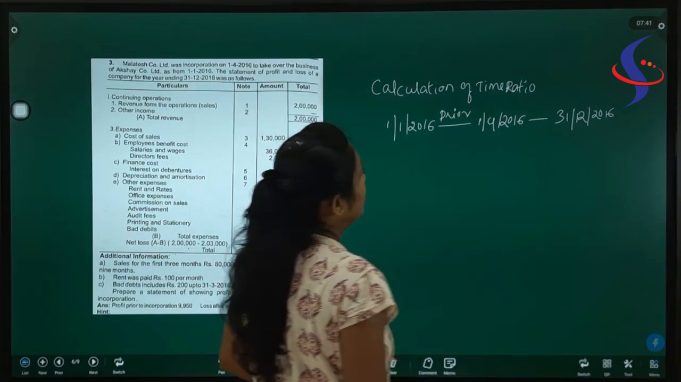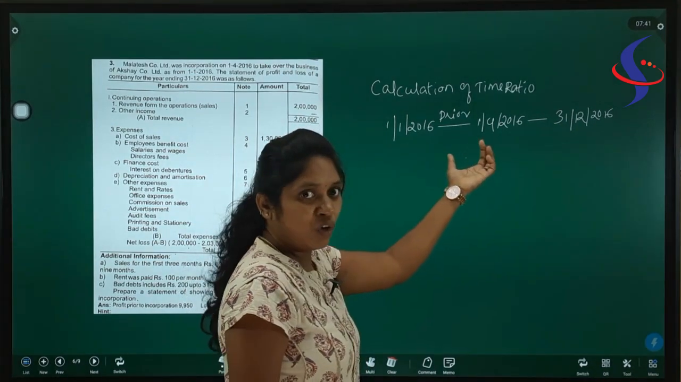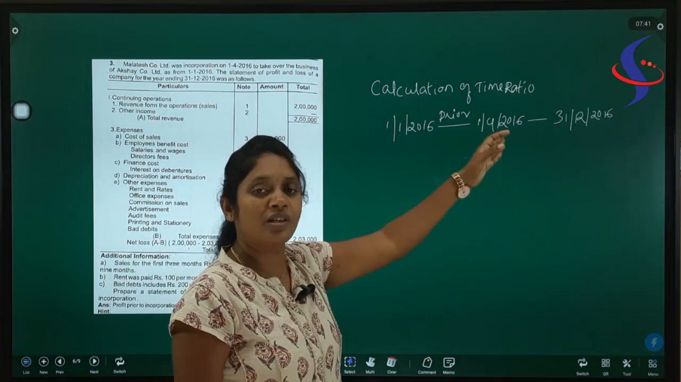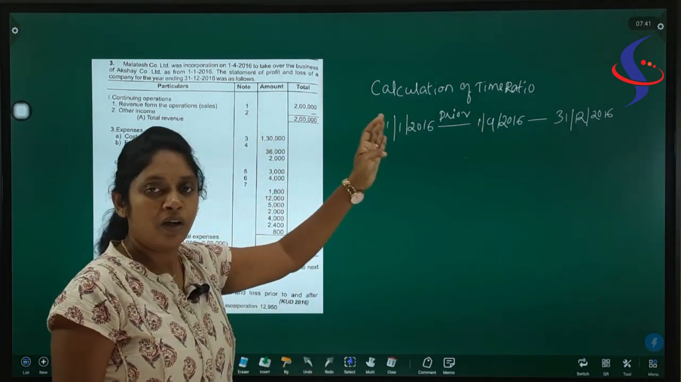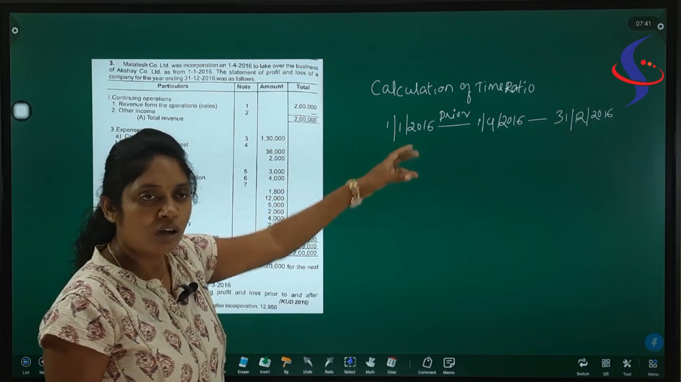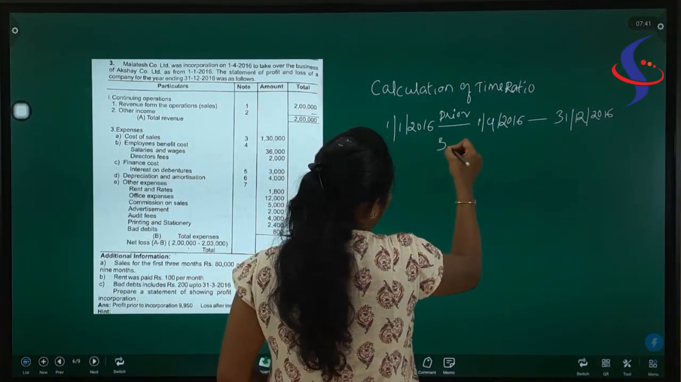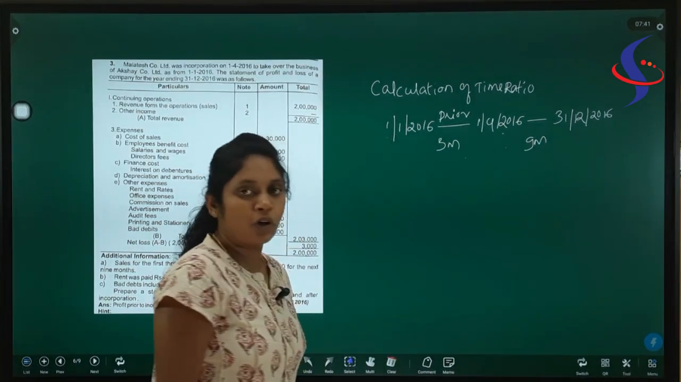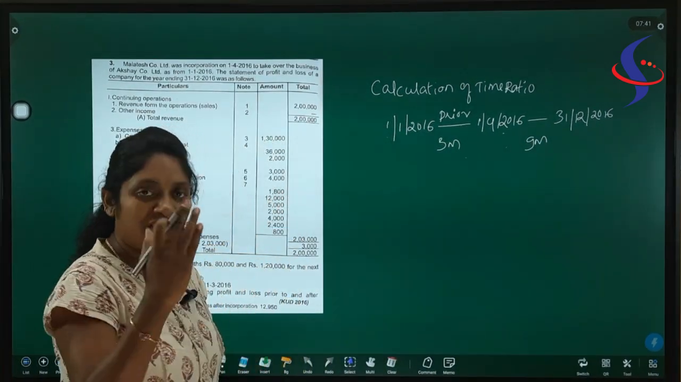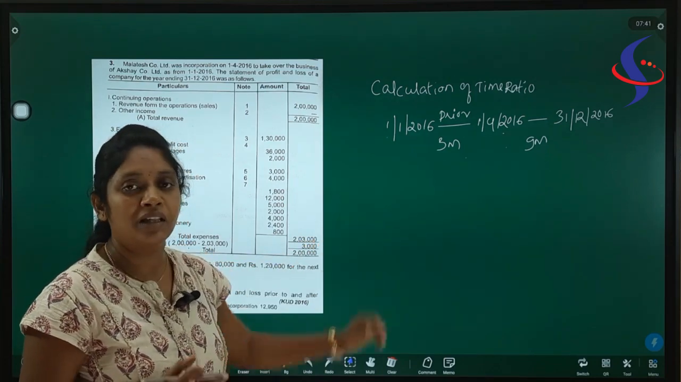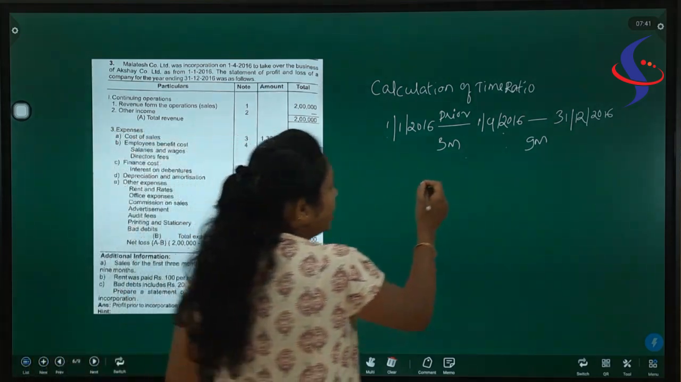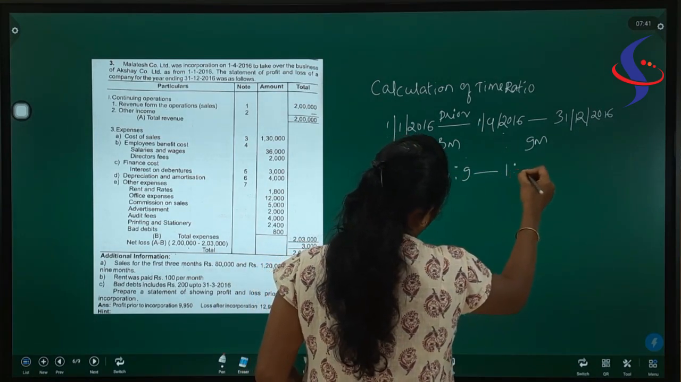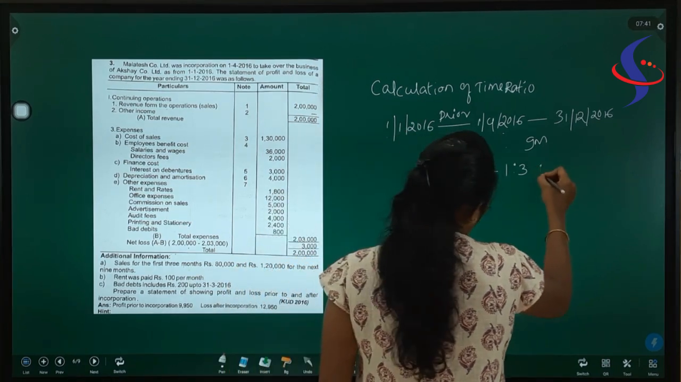How many months is it? You can easily say it is 4 months, but it is not actually 4 months. From 1st January to 1st February, 1st February to 1st March, and 1st March to 1st April, how many months is it? 3 months. So the remaining period will obviously be 9 months, because a year is a period of 12 months. When we know the prior period is 3 months, then the after period will be 9 months. We calculate 3:9, which is 1:3, and this will be our time ratio.